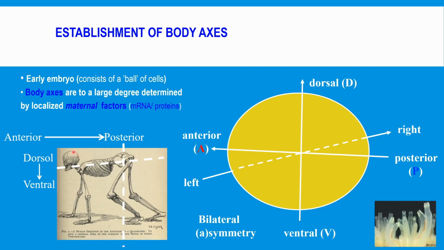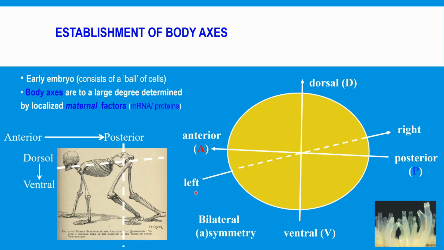And the human body has a dorsal and ventral, with dorsal being the back region where we would have the spinal column, and ventral being the region where we have our stomach or gut in the animal. And these axes are actually set up in the early embryo. And the early embryo just consists of a ball of cells, and yet it is able to set up the dorsal ventral axis and the anterior posterior axis.